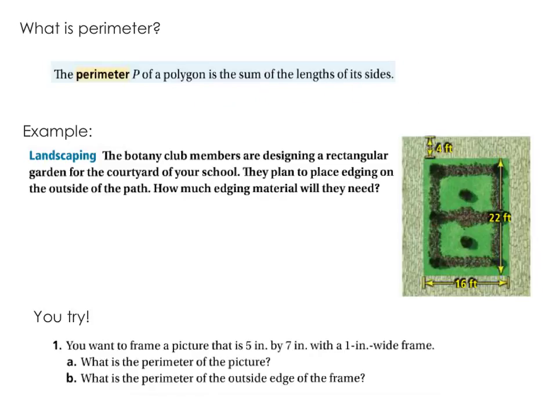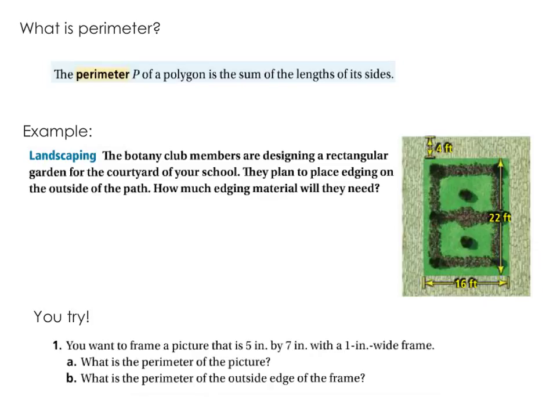So let's look at our first example. It says the Botany Club members are designing a rectangular garden for the courtyard of your school. They plan to place edging on the outside of the path. How much edging material will they need? So in this problem, we definitely need to find the perimeter. And it's not the perimeter of the courtyard itself, but it's the perimeter of the courtyard plus the path that goes around it.